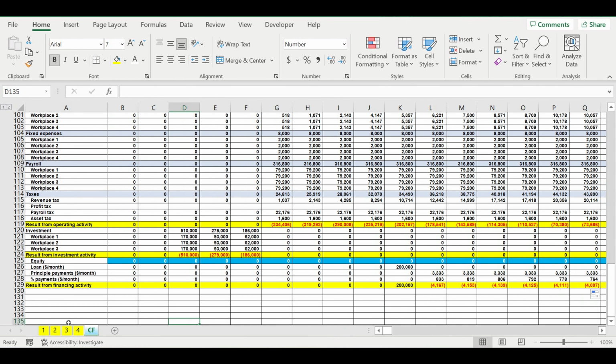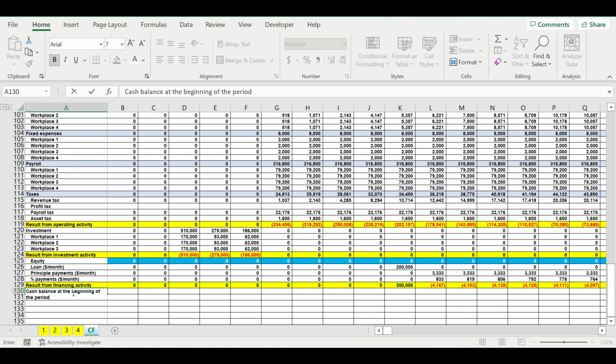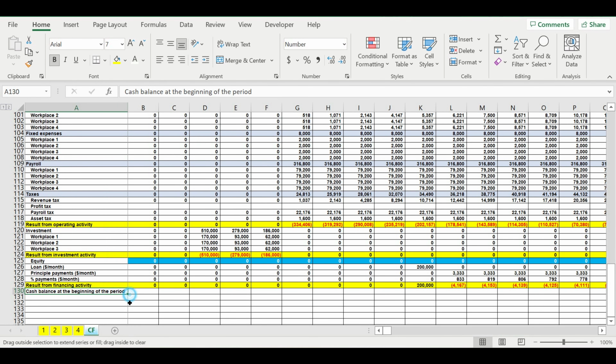Then I'm creating the line for the cash balance at the beginning of the period. And the last line of the cash flow statement is the cash balance at the end of the period. So this is the end of the cash flow statement.